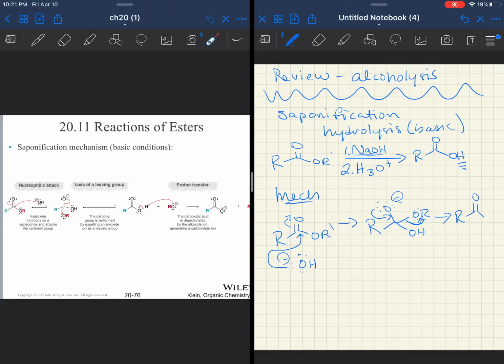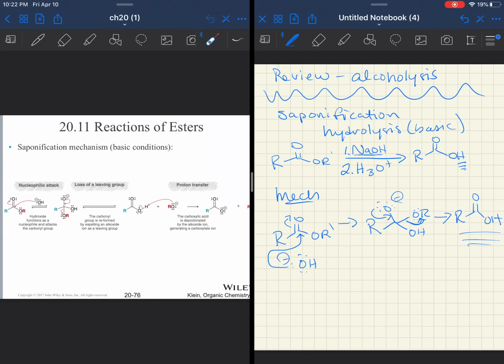of a leaving group. The OR can leave because the pH is high. It's okay that we are going to create OR minus. We're already in a condition where there is OH minus. So when you're in basic conditions, the rules are a little bit different. And there's your product.